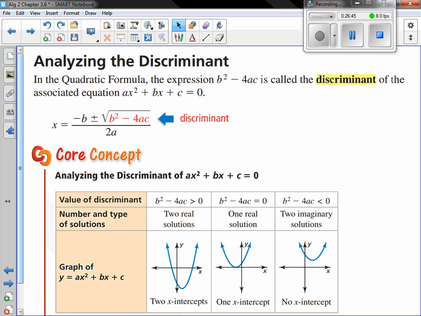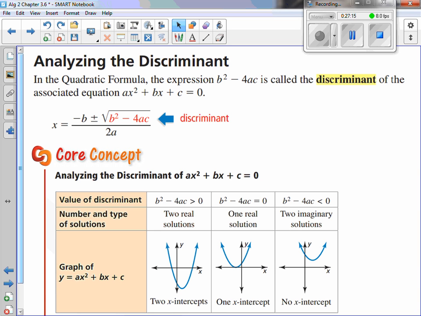Now, if the discriminant, the b squared minus 4ac, is greater than 0, we will have 2 real solutions every single time. If b squared minus 4ac is greater than 0, we'll have 2 real solutions. If b squared minus 4ac is equal to 0, we have 1 real solution. And if b squared minus 4ac is less than 0, it's a negative number, we have 2 complex solutions. So it really determines what kind of solutions we will have.